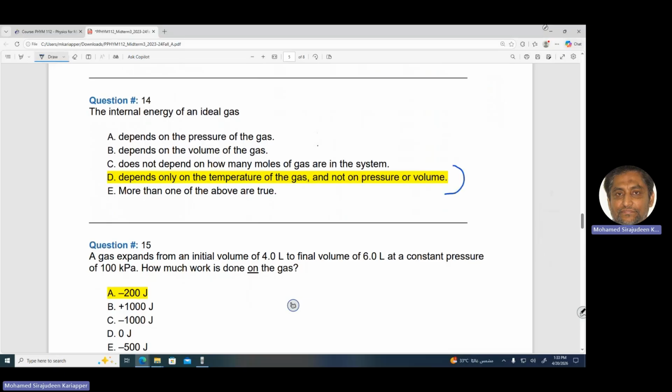Internal energy of an ideal gas depends only on the temperature of the gas, not on the pressure or volume. It looks a bit contradicting because in the previous question, the volume is increasing. But the volume increase results in a temperature increase. Therefore, the kinetic energy will increase.